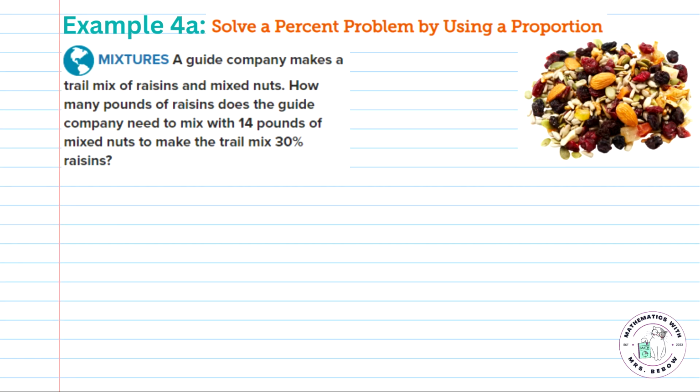For this first way of setting up the question, we're going to say, okay, let R equal the number of pounds of raisins, right? Because we're trying to find out how many pounds of raisins. So we'll just put number of pounds of raisins. The total trail mix amount is going to equal the amount of the raisins plus the 14 pounds of mixed nuts. So we have 2 expressions here that we're going to want to focus on when we go through this first method. R and then this R plus 14.